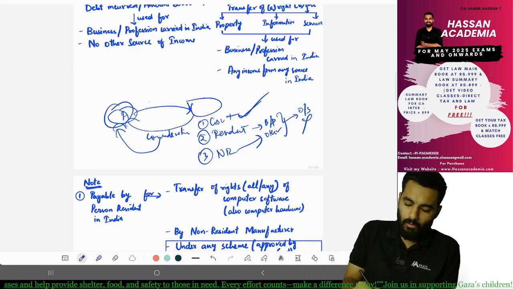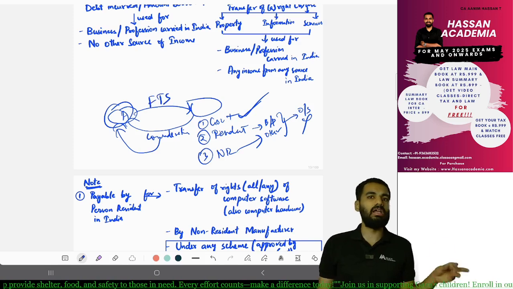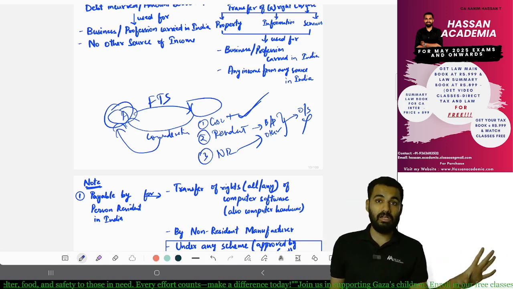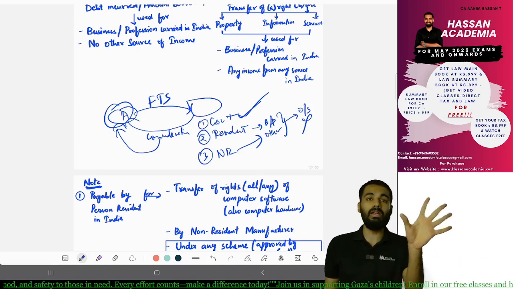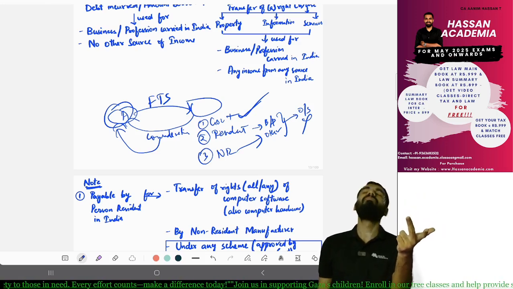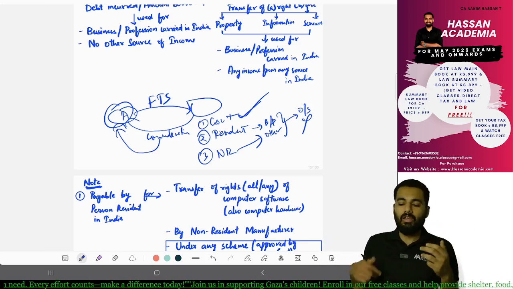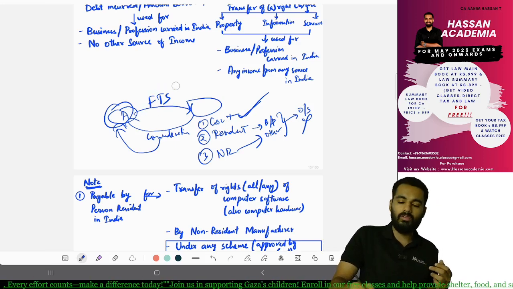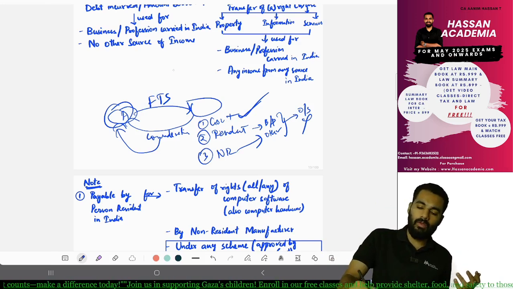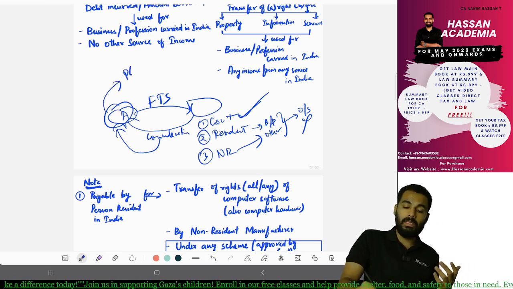Next, fee for technical services, FTS. What is fee for technical services? Rendering of managerial, technical, consultancy, or any other services. It is not construction, it is not assembling, or mining. Yes, these activities are not fee for technical services. And if you are getting salary, can you consider this as fee for technical services? No, even salary will not be considered. Only profession, only this FTS will go in. If FTS gets accrued, then it will go under PGBP.